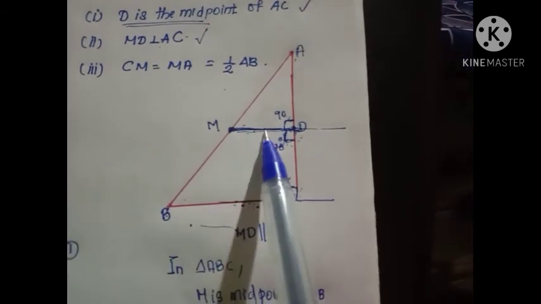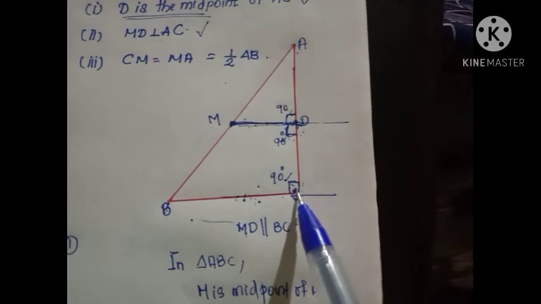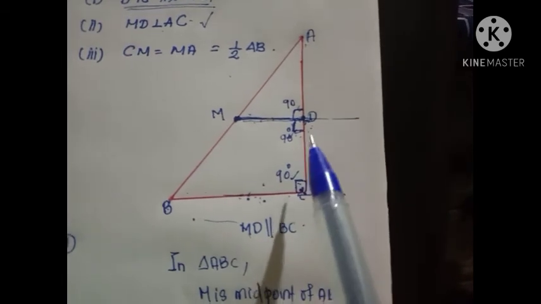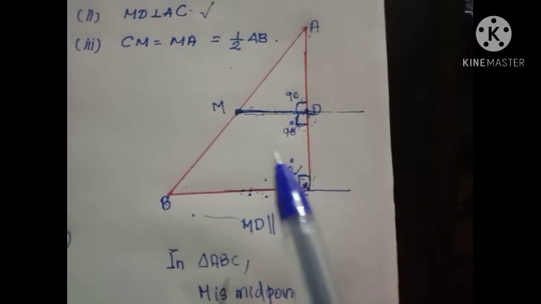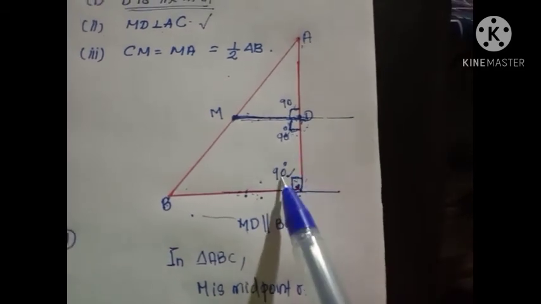These two are parallel lines, and CD is the transversal. Therefore, these two angles are co-interior angles and their sum is 180.